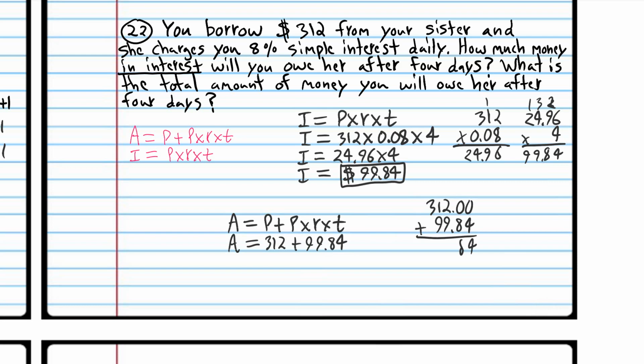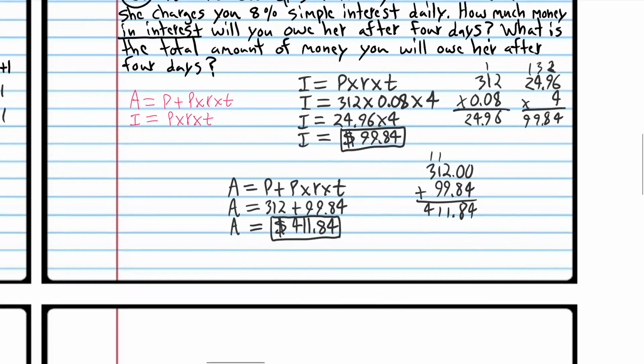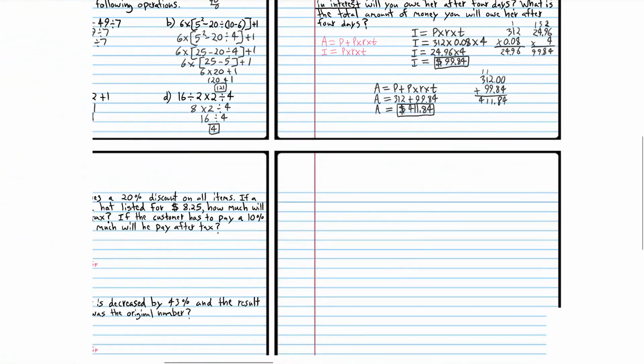So we just add those numbers, and bring the decimal straight down. So you're going to owe her $411.84, assuming that you don't pay any of the money back over the 4 days. So if you got $411.84, good job.